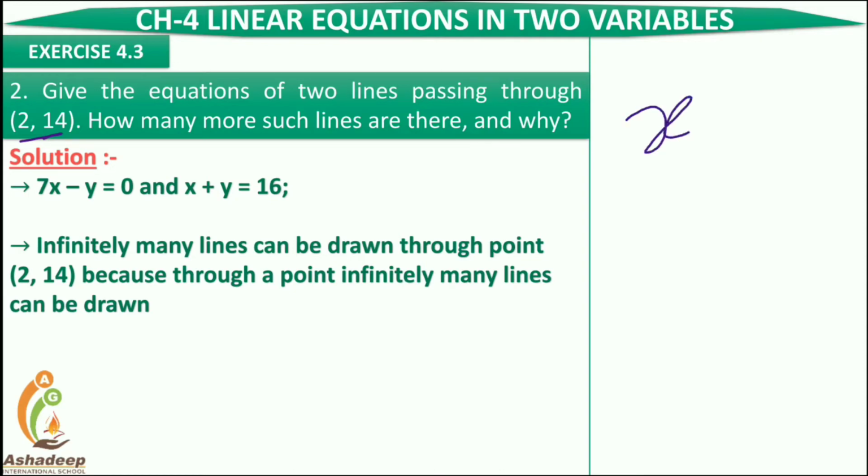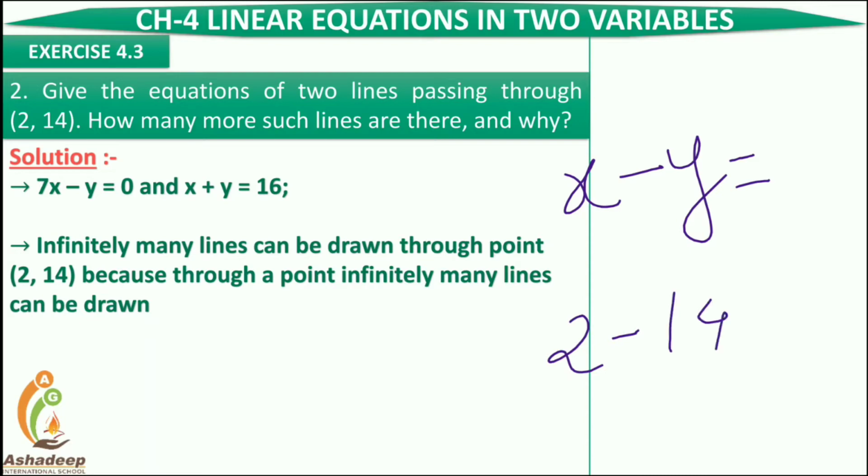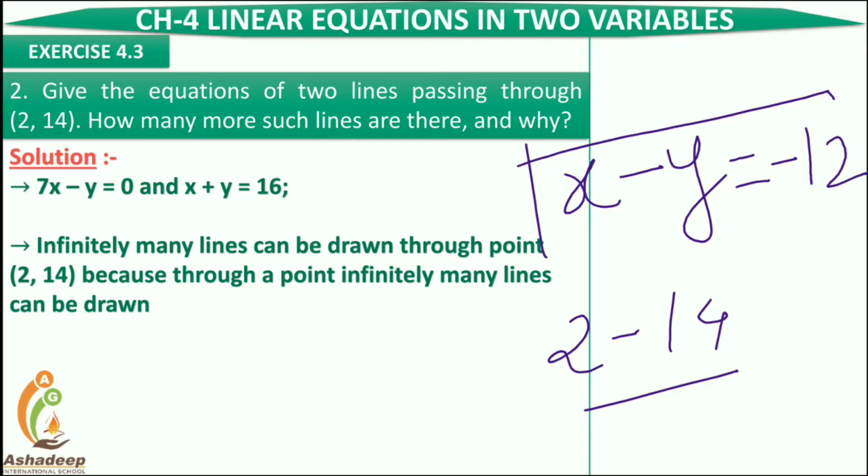See, first of all, write down anything that comes to your mind. For example, in my mind there is x minus y. Simple. I thought that it might be x minus y, but I don't know what it is equal to, right? So simply put the value of x, that is 2, and minus 14. So this is minus 12. So here you can put minus 12. So x minus y is equal to minus 12 is your first answer.